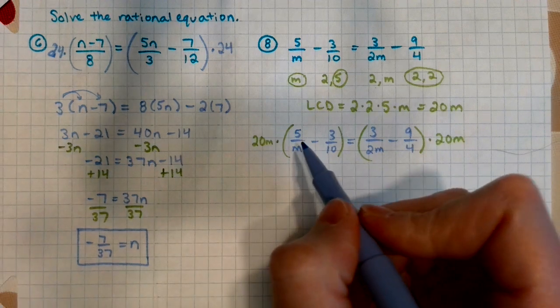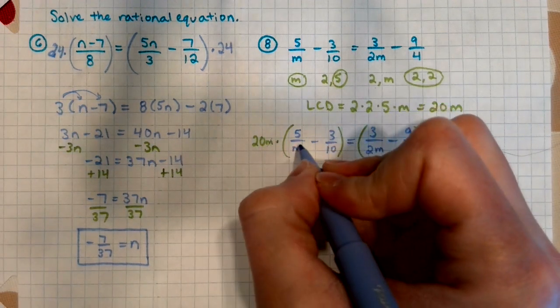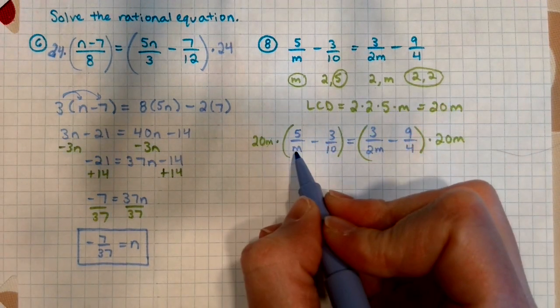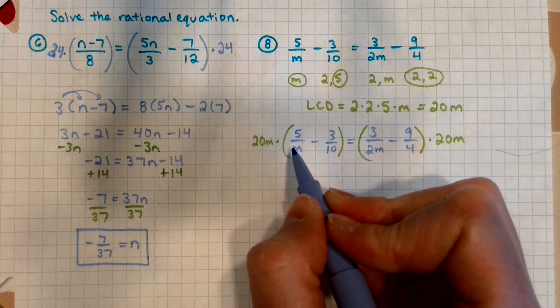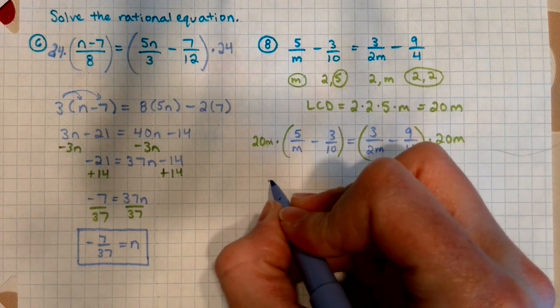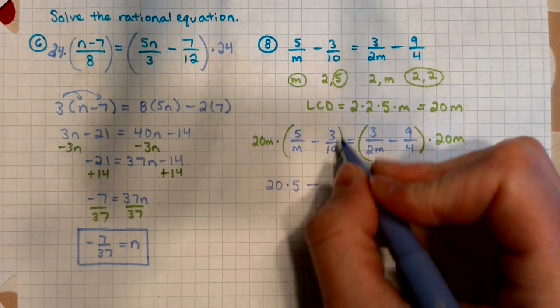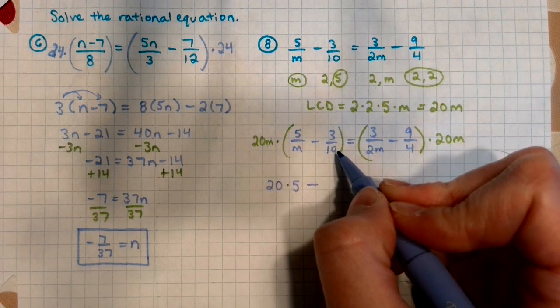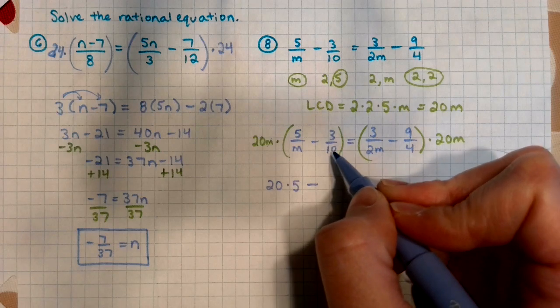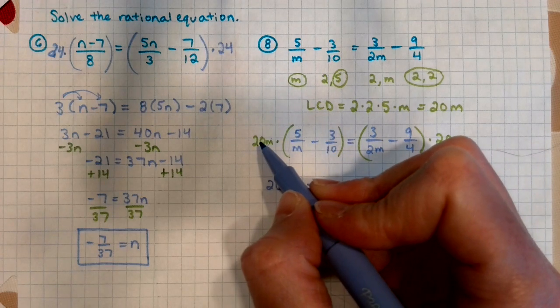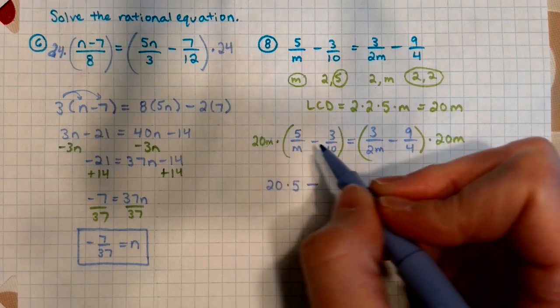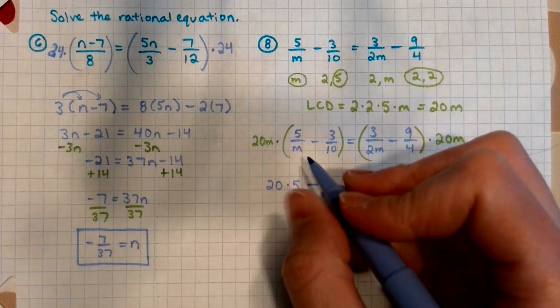Over on this side, the m's are going to cancel. The 20m and this 5 over m, the m's cancel out, so you'll be left with just 20 times 5. And then in this next one, the 20 and the 10, 10 divided by 10 gets 1, and 20 divided by 10 gives you 2. So really we're just going to be doing 2m times 3.